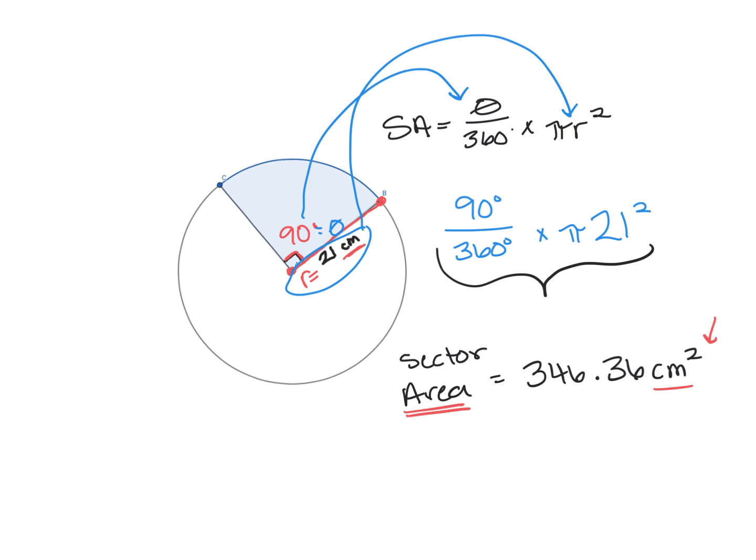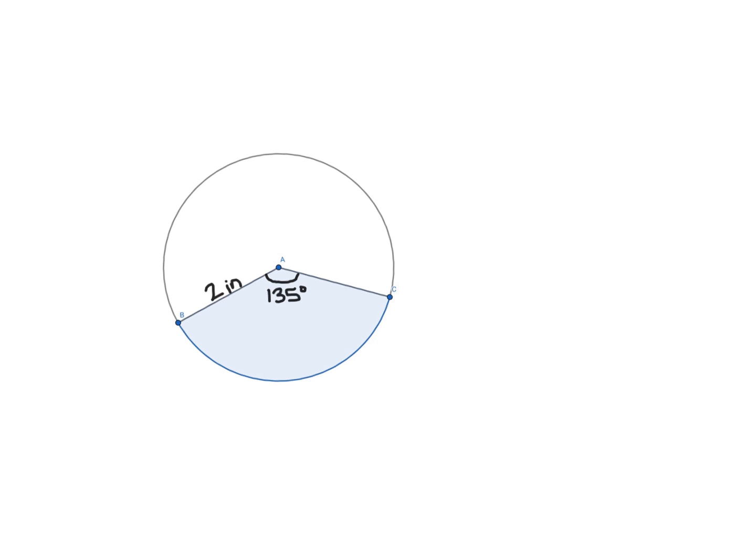Okay, so just like arc length, you need to take your angle, input it for theta, your radius, input it for r, multiply it out in a calculator, and you will get your answer in units squared. Let's do one more example here.